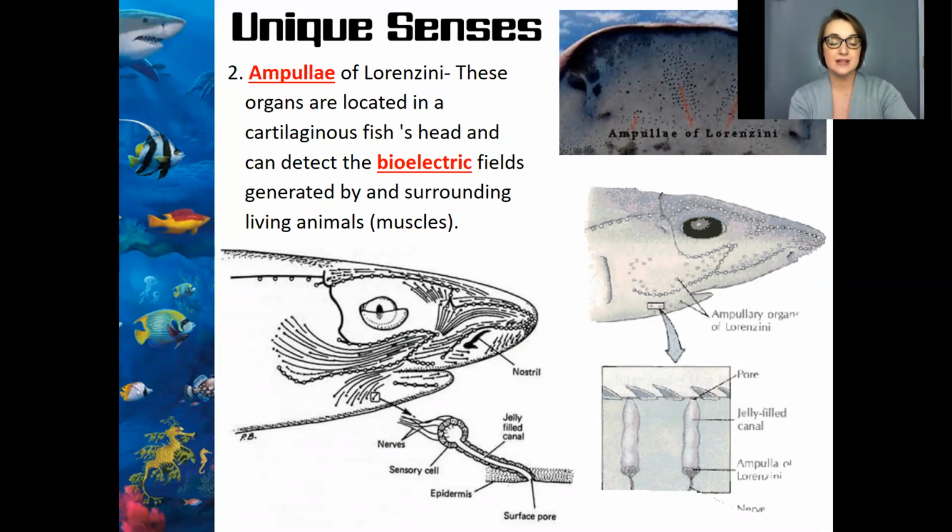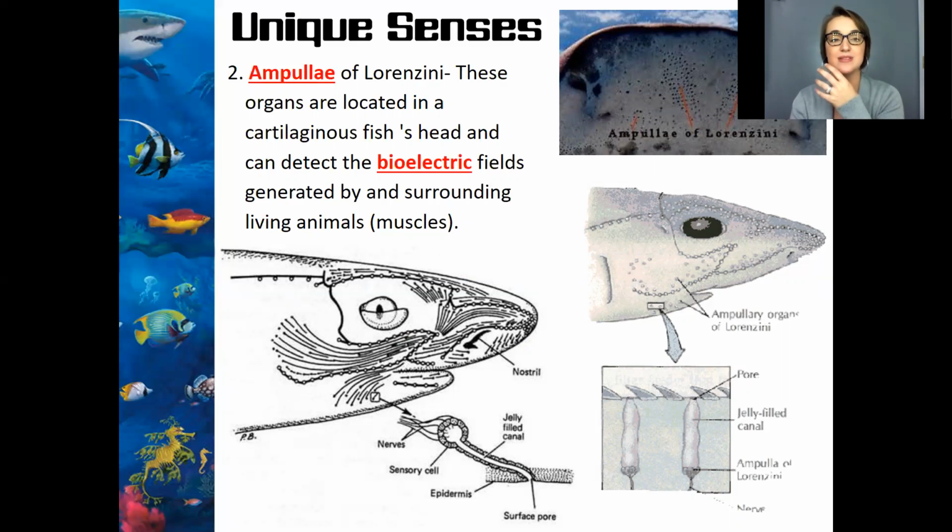Now, another unique type of sense, this one is going to be specific to cartilaginous fish. And remember, I said that was going to be your sharks, your skates, and your rays. These are called the ampullae of Lorenzini. Now, these sound like a really expensive Italian dish, but what they are is, if you actually look at the bottom of a shark's head, like up under its nose, there's going to be a bunch of little teeny tiny dots up under its nose.